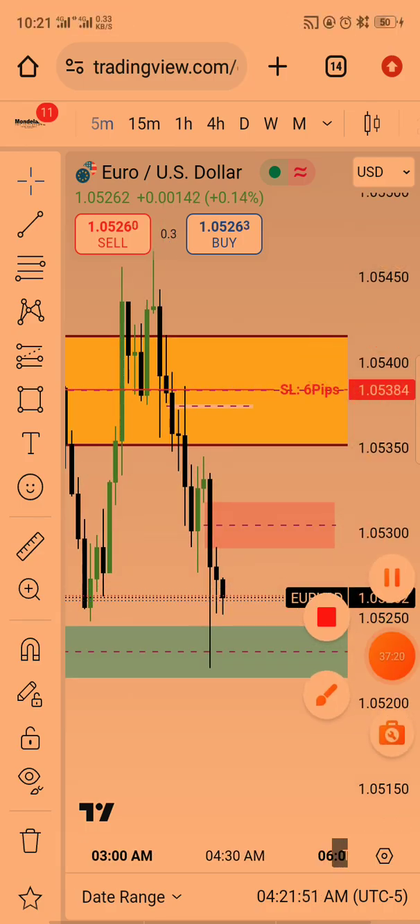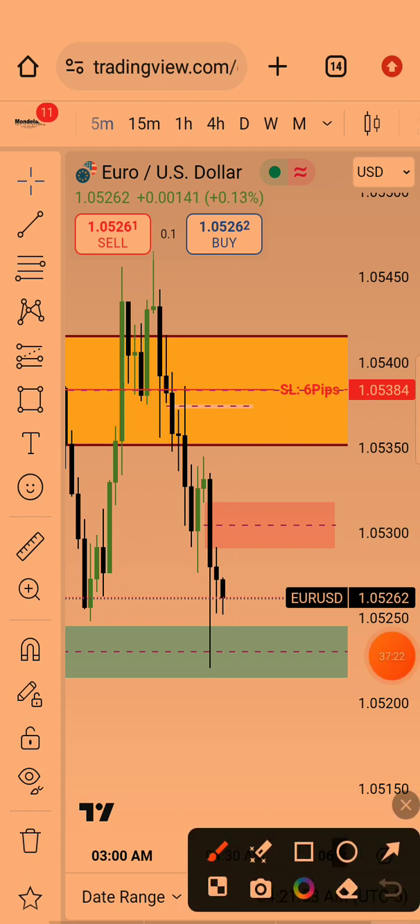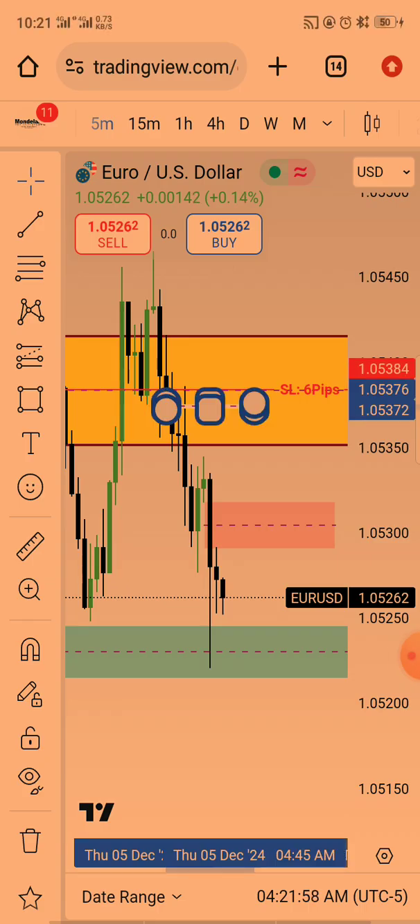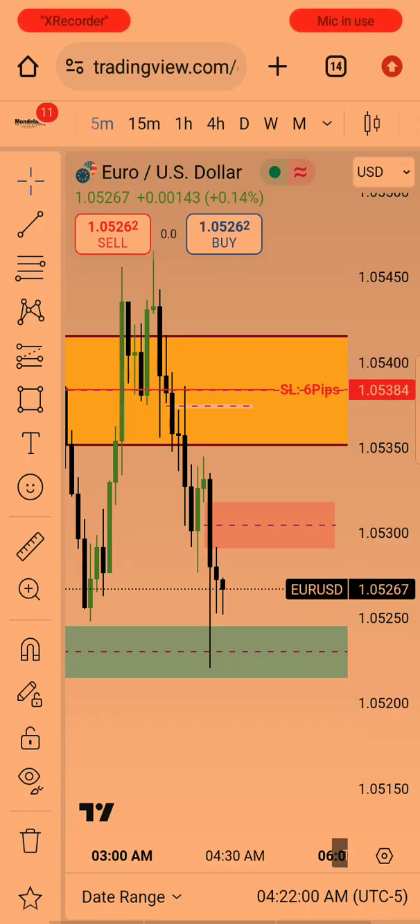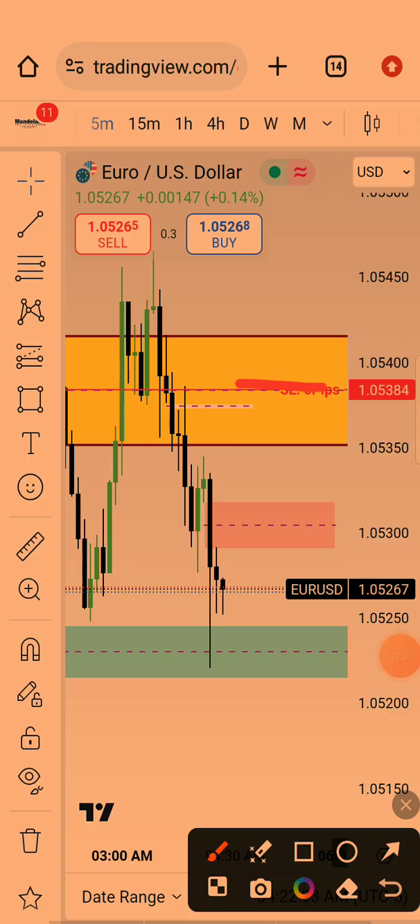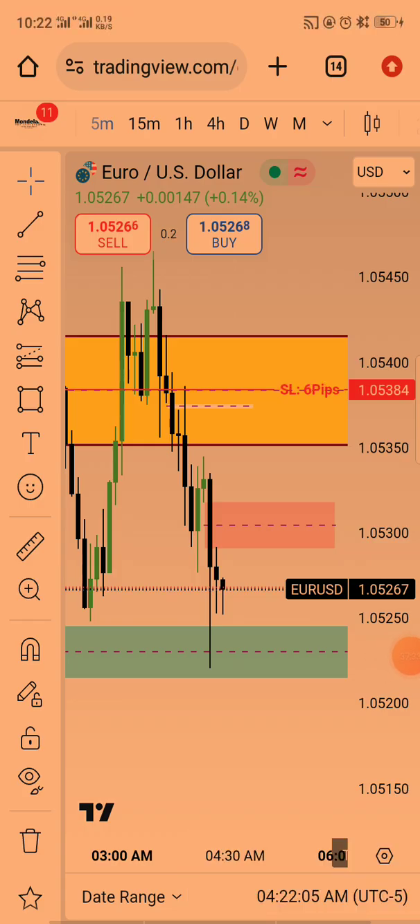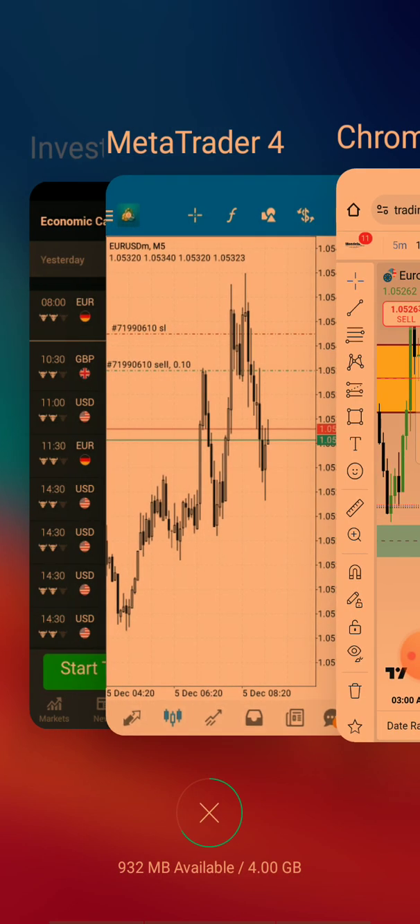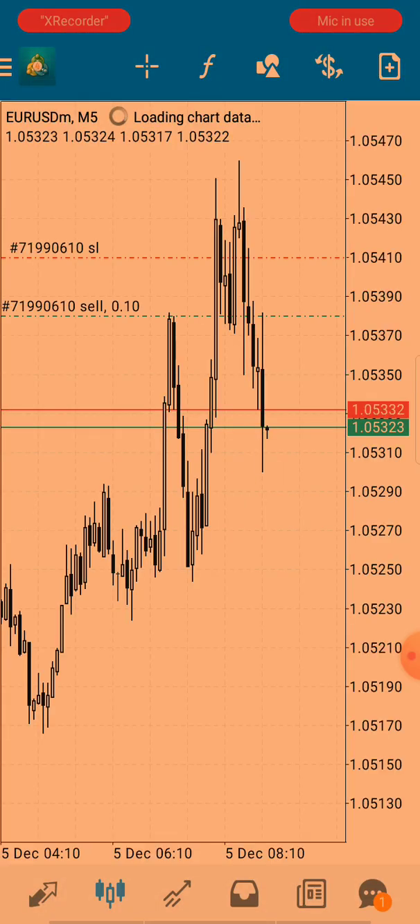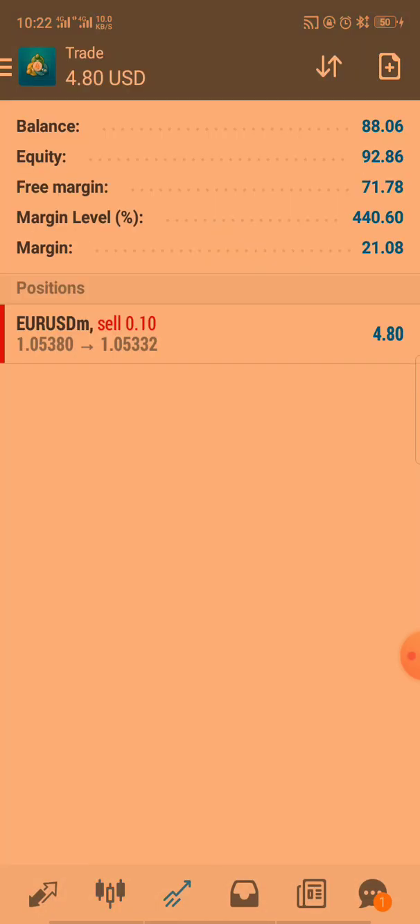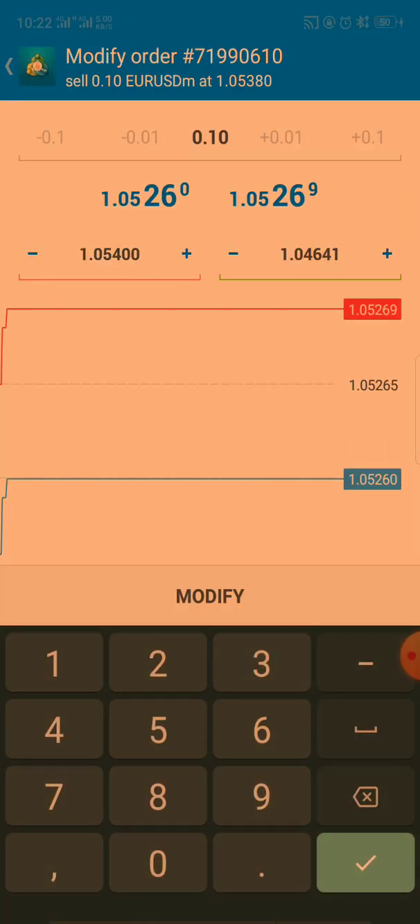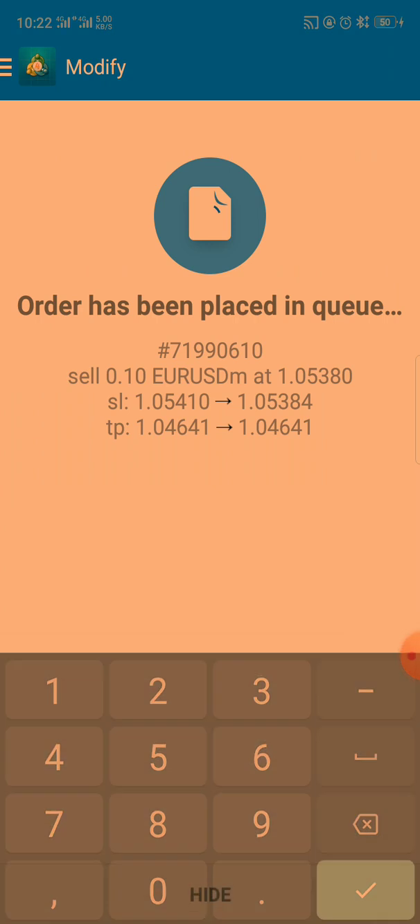This level here. You can see the number. Anytime I'm moving this red line here, when I say SL, this one, that is my stop loss. So I'm going to move my stop loss now. It's 1.05384.